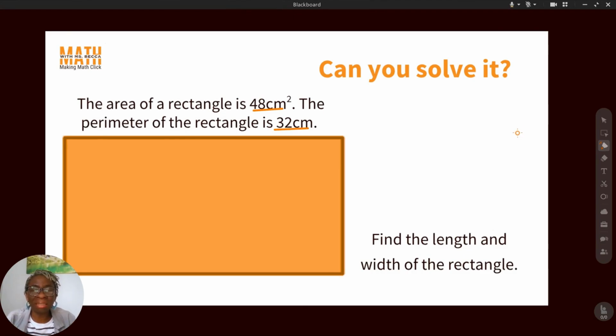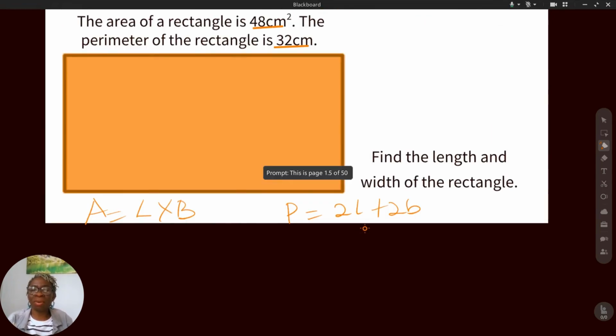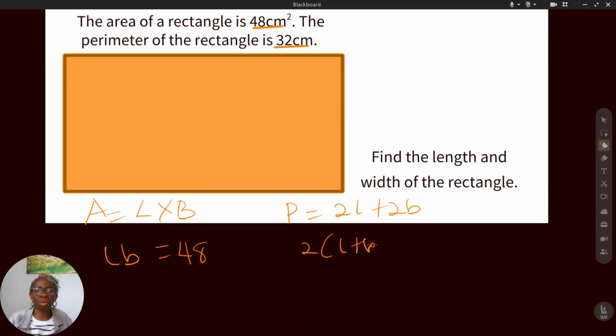So now let's start by writing out the formula for the area of a rectangle and the perimeter. The area of a rectangle is length times breadth, while the perimeter of a rectangle will be 2 length plus 2 breadth. So now this says the area is 48. That means we have LB, that is length times breadth, equals 48. And then here we have 2 brackets L plus B to be equal to 32.